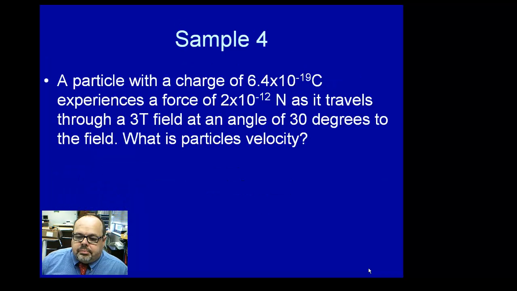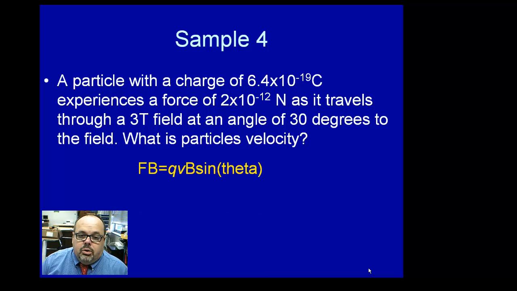Let's look at another one. A particle with a charge of 6.4 times 10 to the negative 19th coulombs experiences a force of 2 times 10 to the negative 12 newtons as it travels through a 3 Tesla field at an angle of 30 degrees to the field. What is the particle's velocity?